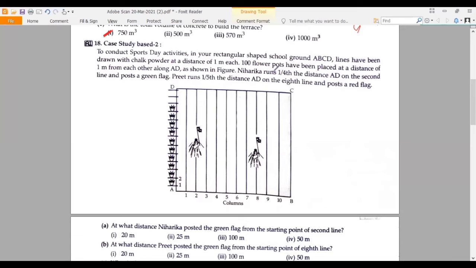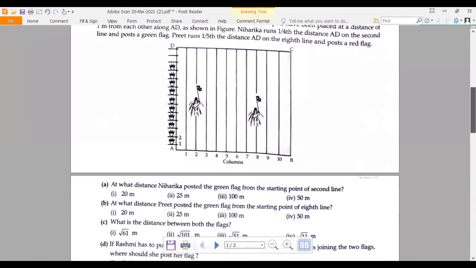Shown in the figure. Niharika runs 1 by 4 meter. This is Niharika. She ran 1 by 4 of the distance along AD on the second line, and posted a green flag. Preet runs 1 by 5 of the distance along AD on the 8th line, and posts a red flag. So here the question is: at what distance did Niharika post the green flag from the starting point?